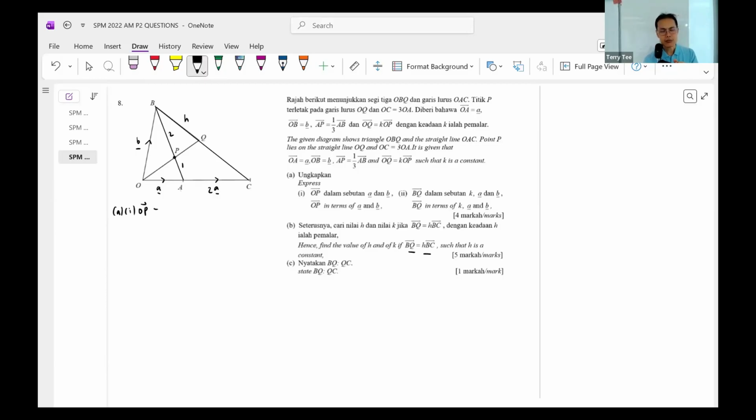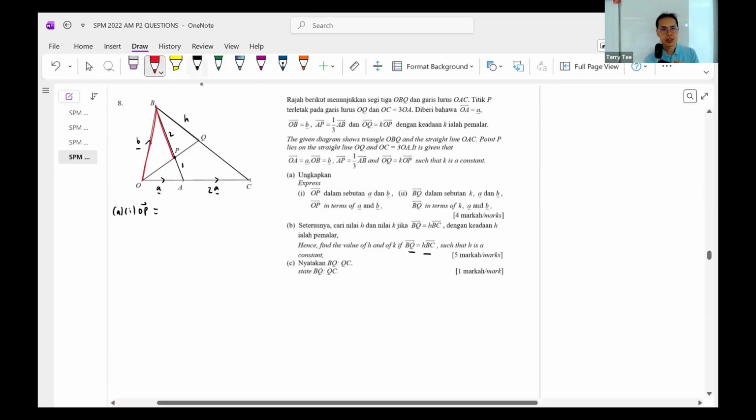Nowadays, they want you to write what we call the triangular law, hukum segitiga. So if you want to go from O to P, you must go O to B to P. Why can't I go directly? Because a vector is like a highway or road. You need to go through the line with an arrow. I cannot go directly because there's no line, no road here. So you need to go from here to here, followed by here to here.